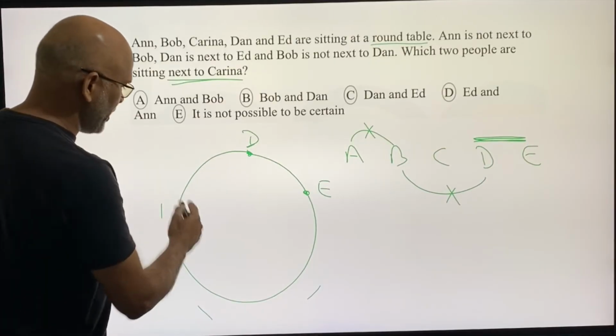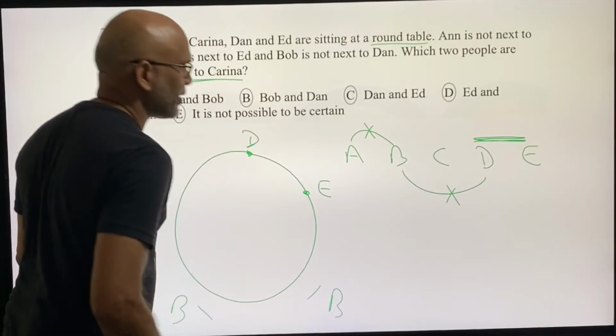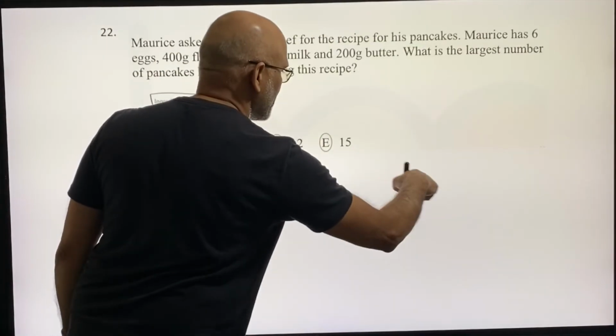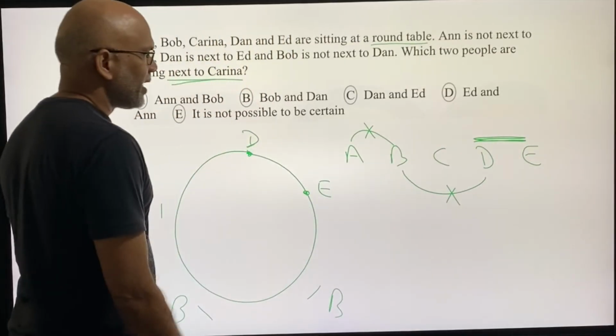B cannot be next to D, so B can be here or here, right? So that is this condition. Oops. So that is this condition.